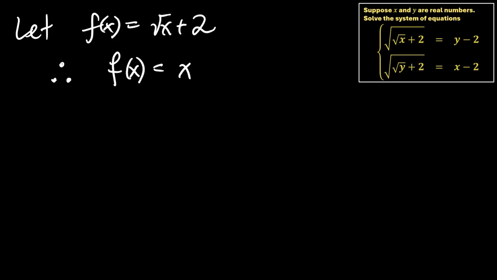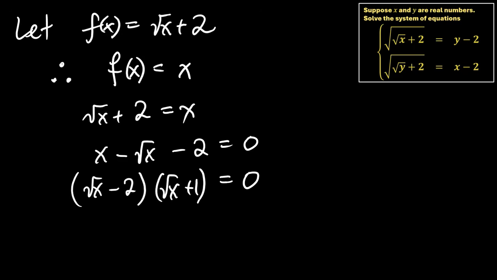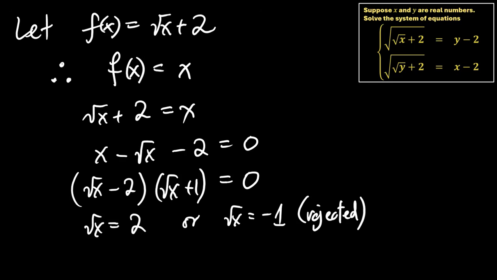And because of this, the square root of x plus 2 equals x, so x minus the square root of x minus 2 equals 0. Now this is a quadratic equation in the square root of x, meaning that it can be factored as (square root of x minus 2)(square root of x plus 1) equals 0. So the square root of x equals 2, or the square root of x equals negative 1, which has to be rejected because the square root of x is always greater than or equal to 0. And therefore x equals 4 is the only solution.